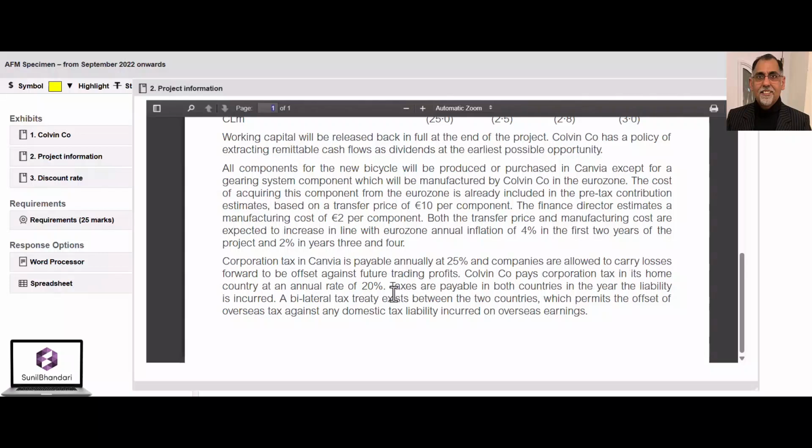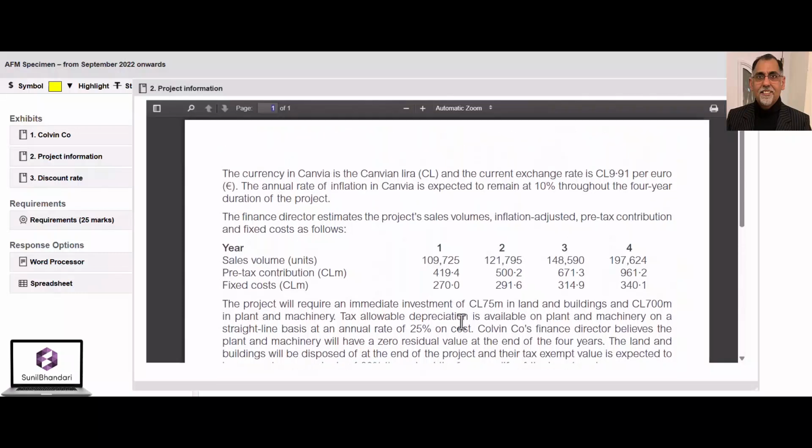Colvin's tax in his home country is 20%. Fantastic. There is no double tax. The taxable profit earned abroad is taxed at the higher rate. So we don't have any additional tax to pay in our country on their profits. However, we do have to pay 20% on the profit of the transfer price. Right? That's our tax that we have to pay here. And the liability is paid in the year it's incurred, no time delay. And there's a bilateral tax agreement, but we don't have to worry about that because the higher tax rate is already paid abroad.